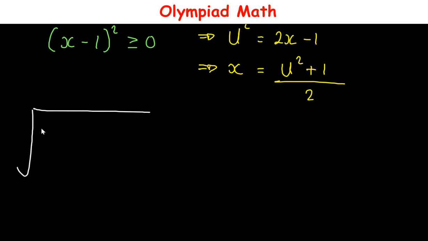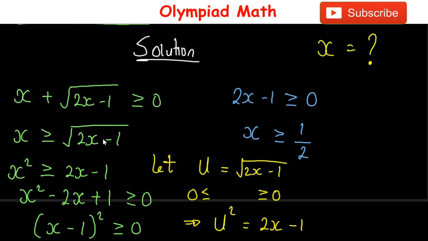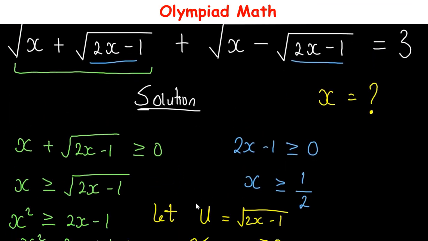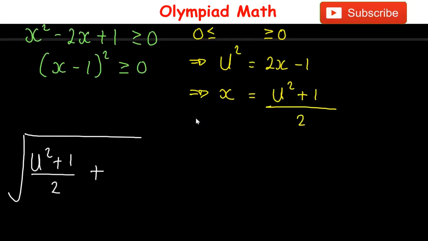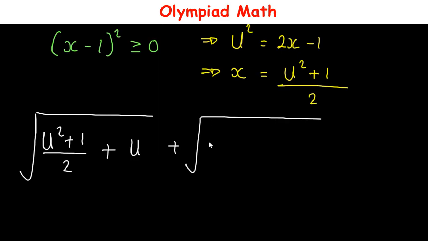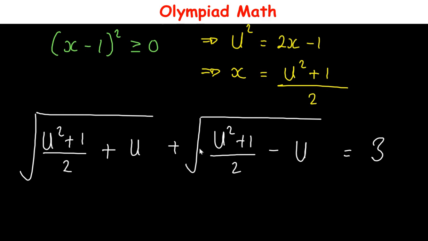So all of this equation then becomes, right here, we have the square root of, the initial one was x, so u squared plus 1 over 2, then plus the square root of 2x minus 1, and this equals u, so plus u, then plus the square root of x, that is u squared plus 1 over 2, then minus u, and this is equal to 3.